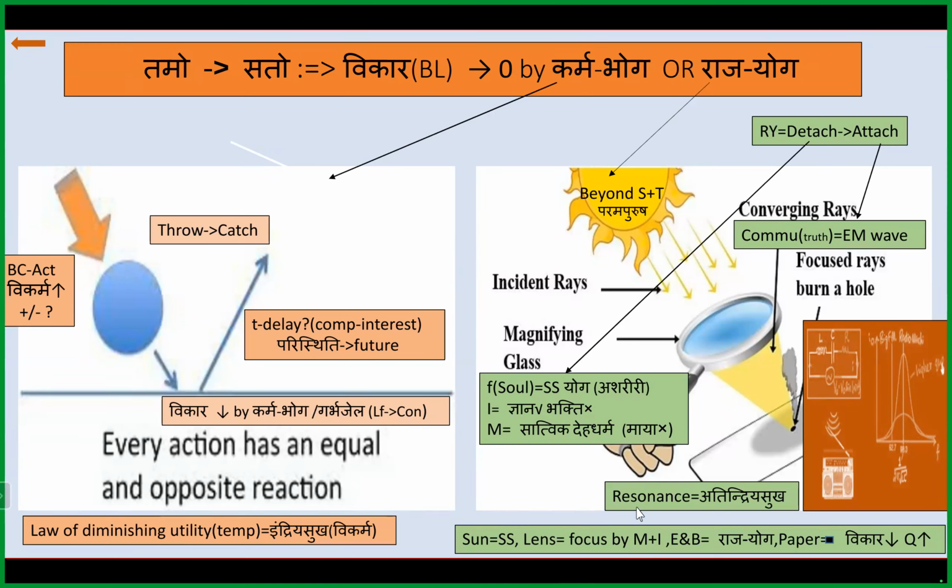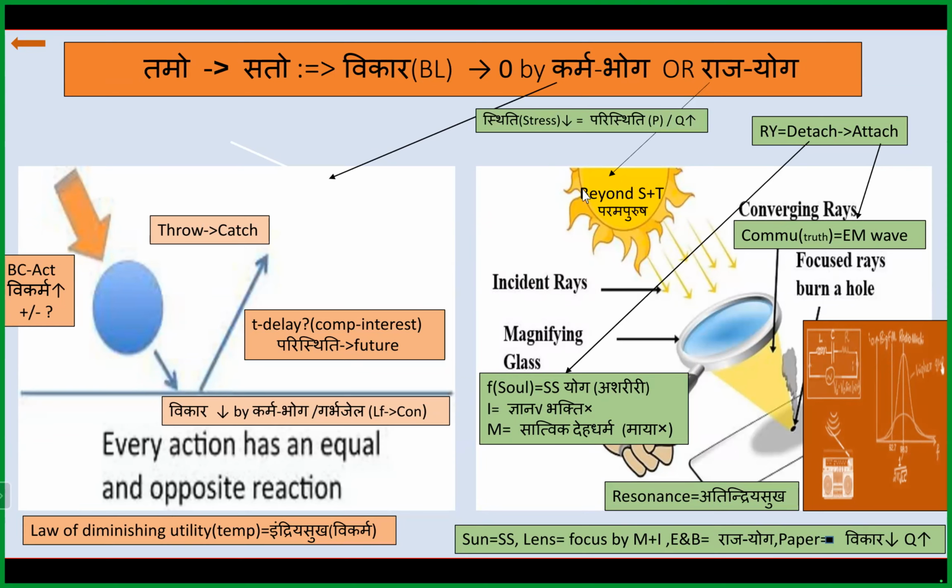And once we get attached, then what happens? This is the Param Purush, like a sun. When you focus by man and buddhi by electromagnetic waves, then there's a Rajyog. So this paper gets burnt, and that is equivalent to vikar. This is how the vikar is burned, and we know that in that first diagram, when vikar is reduced, the black layer is reduced, and our basic Q or the basic charge of the soul also increases.